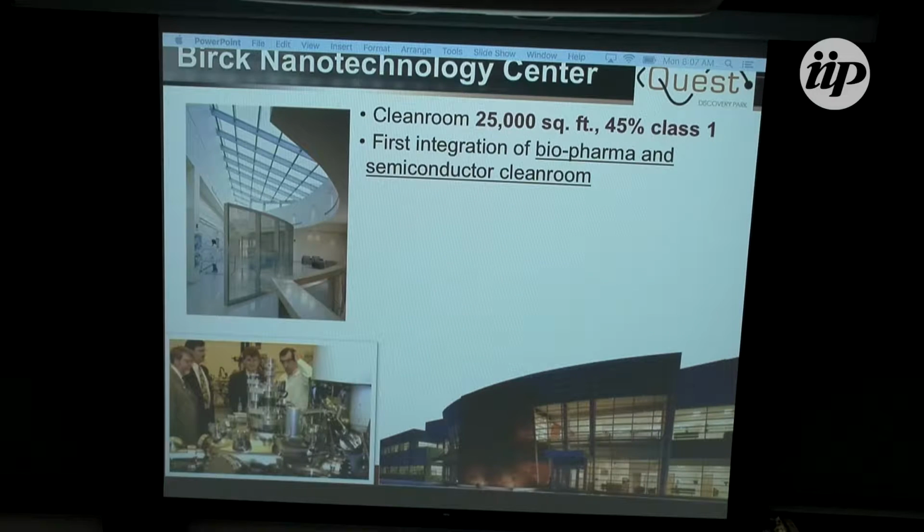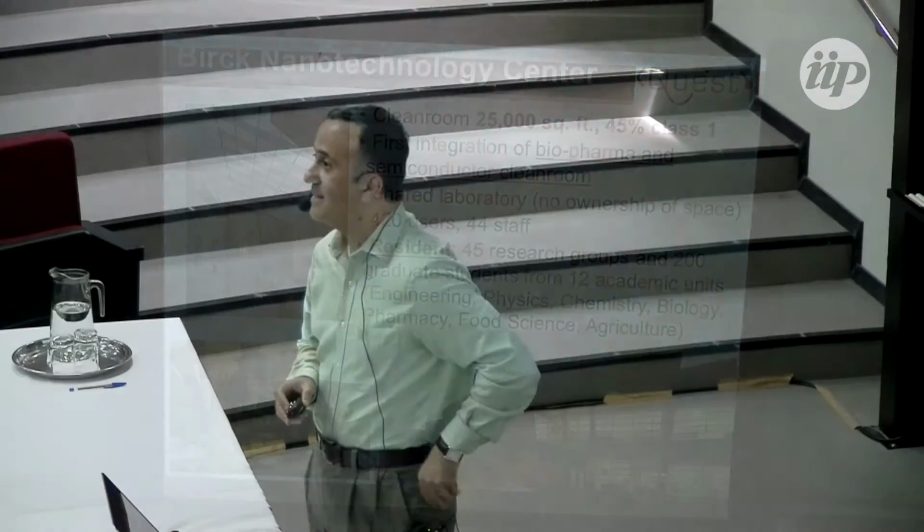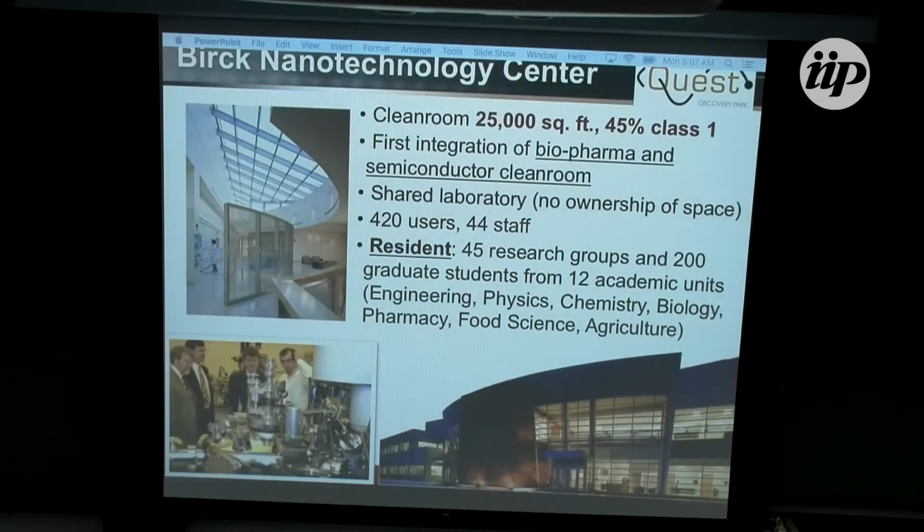The Birck Nanotechnology Center at Purdue is a place where we actually try to bring theorists and experimentalists in a diverse set of fields. So what we have is about 45 research groups and 200 graduate students that come from many applications, and it's been a very good learning experience to bring very practical people who work on food, pharmacy, and ag with some of our theorists.